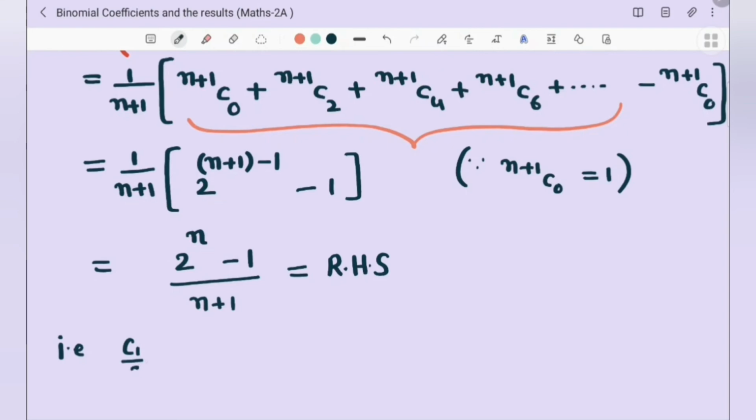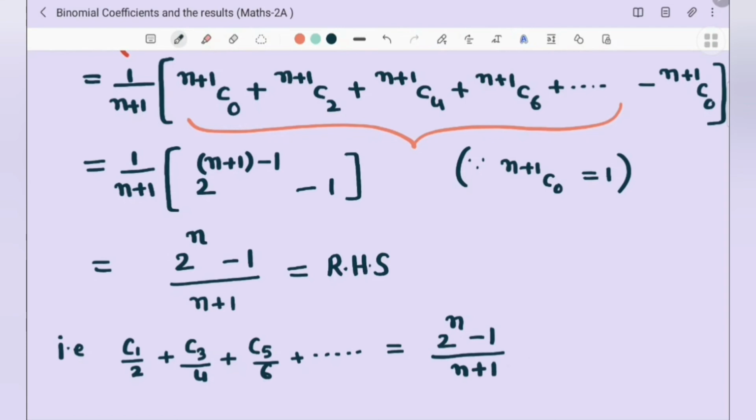C1 by 2 plus C3 by 4 plus C5 by 6 plus and so on is equal to 2 power n minus 1 divided by n plus 1. Hence proved.